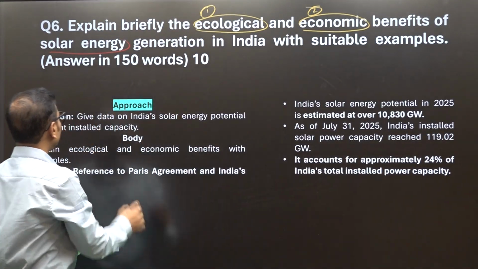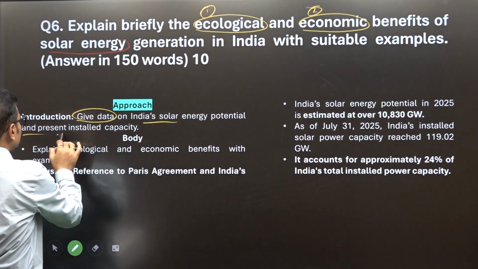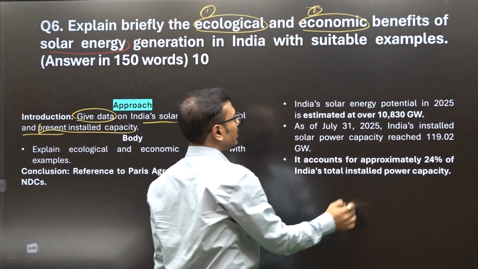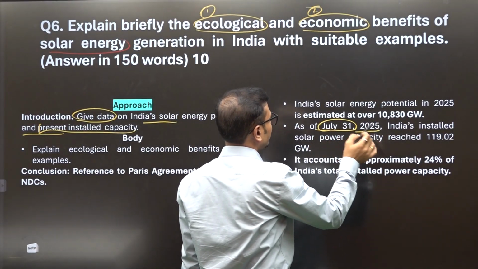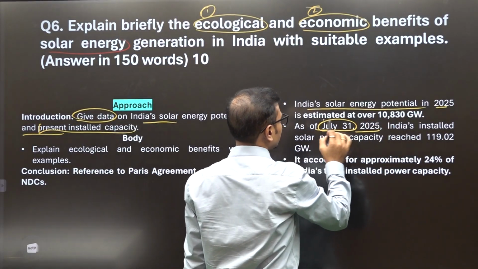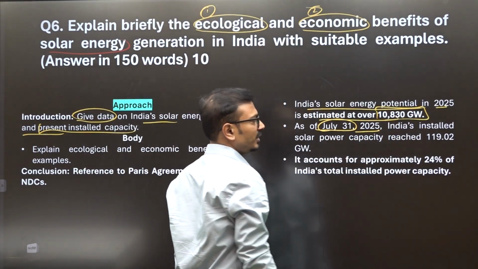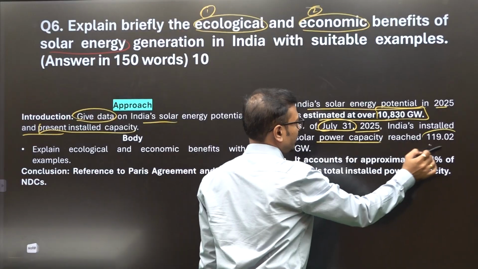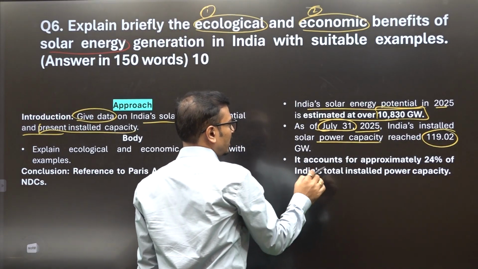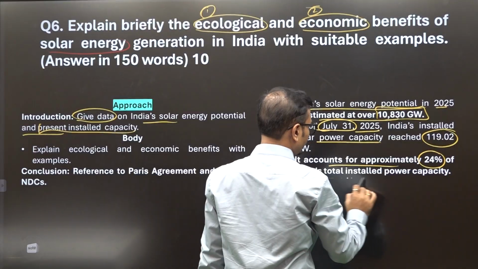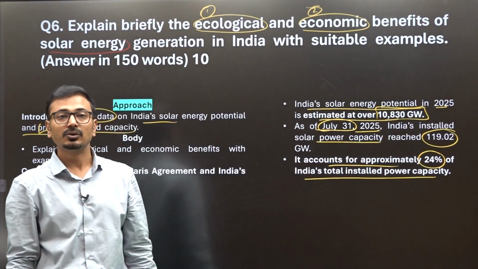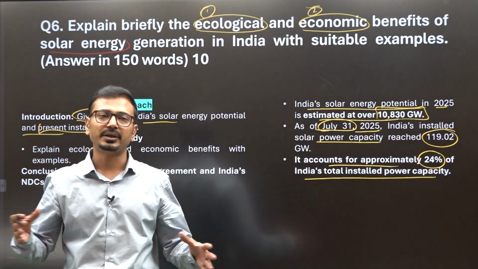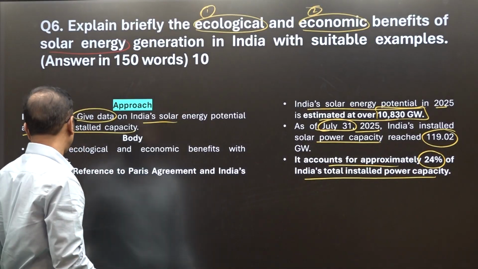In the introduction itself, you can mention some data on India's solar energy potential and present installed capacity. The latest data we have taken here is by July 31st, 2025. India's solar energy potential is estimated at more than 10,000 gigawatt. Like this, we can mention India's installed solar power capacity has reached about 120 gigawatt. It accounts for approximately 24% of India's total installed power capacity. So that is a good thing. We are increasing, and this significant increase is from 2014 onwards. The present government is giving more emphasis on this.